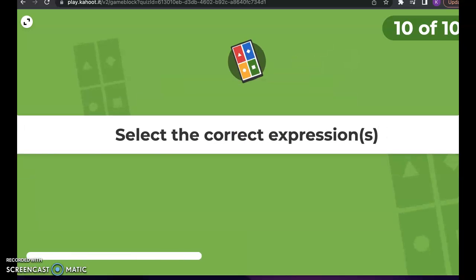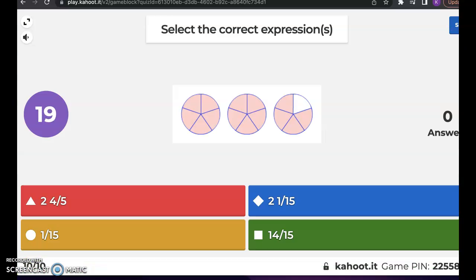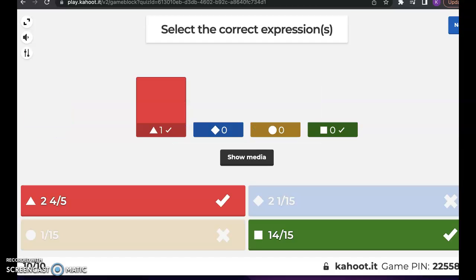And last question, select the correct expressions. So using the model. So there can be multiple, or there can be one. So green was also right, because if you counted up all of the shaded in areas, there was 14 with one left over. So good job, boys and girls.